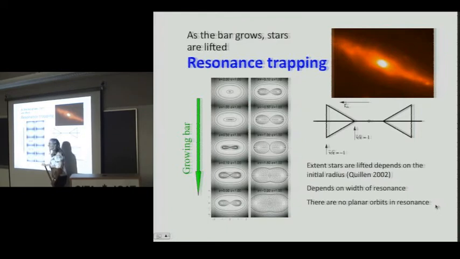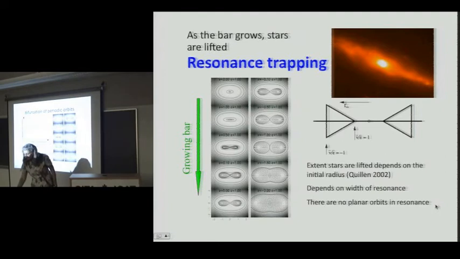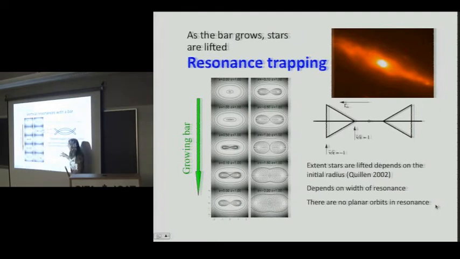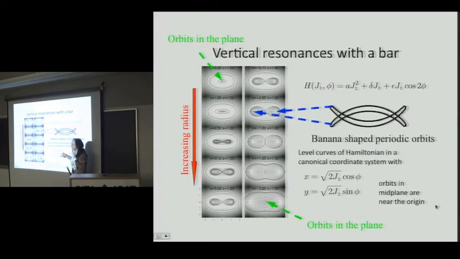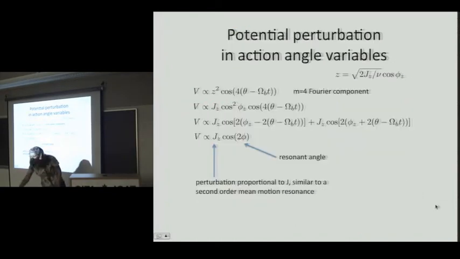Okay, so I can go back to the coordinate system. The angle on the plot is the resonant angle, and the radius on the plot is like the inclination of the orbit.